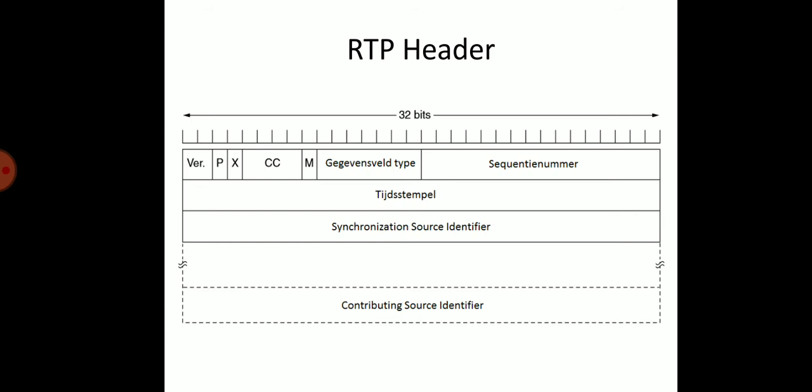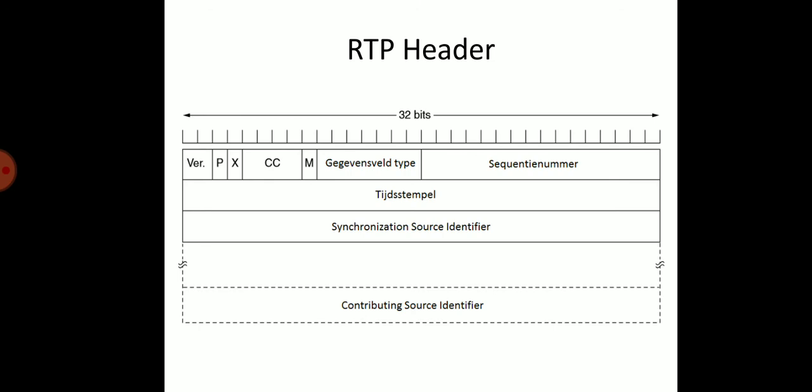The version field is 2 bits and indicates the version number; the current version is 2. The P bit is 1 bit and indicates that the packet has been padded to a multiple of 4 bytes. The X bit is again 1 bit and indicates the presence of an extension header. The CC field is 4 bits and indicates the number of contributing sources present, ranging from 0 to 15. The M bit is a 1-bit marker bit.